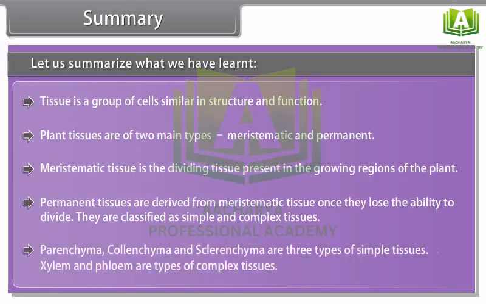Parenchyma, collenchyma and sclerenchyma are three types of simple tissues. Xylem and phloem are types of complex tissues.